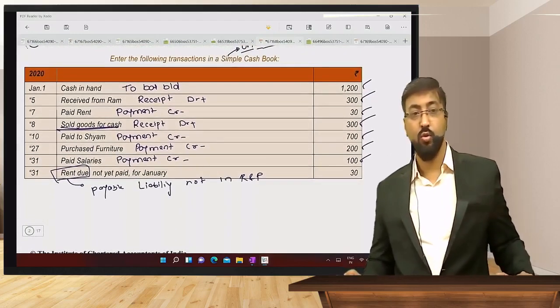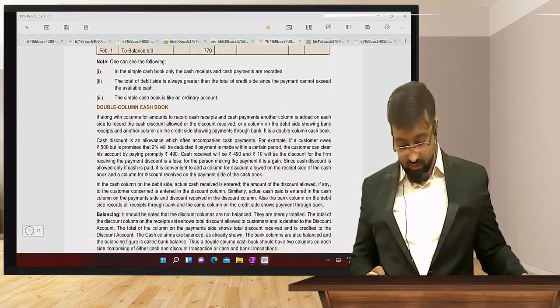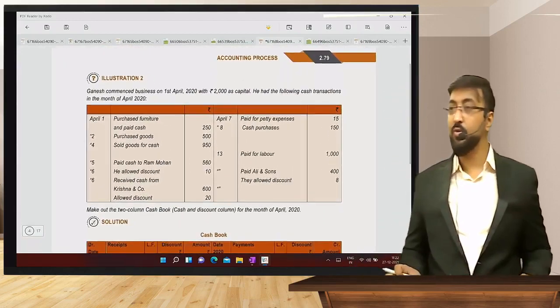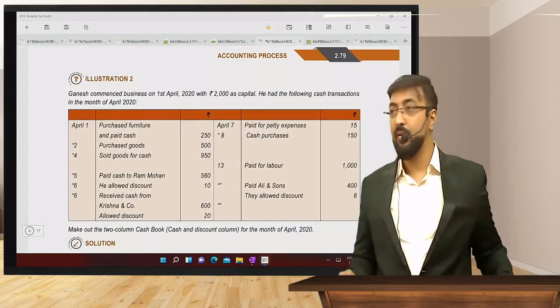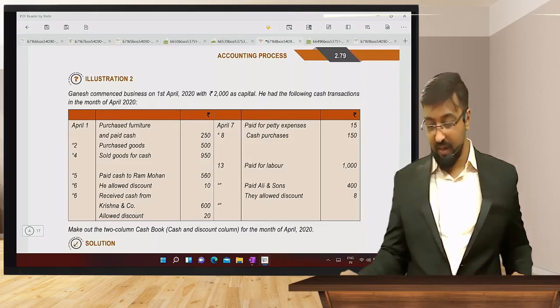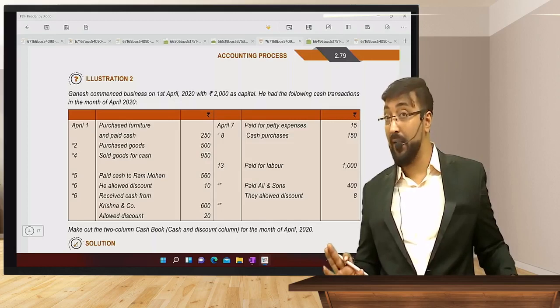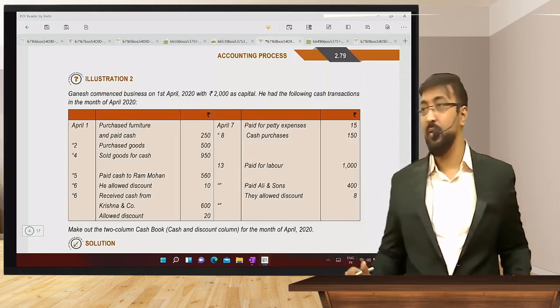Next. So we have done with this illustration. Very, very easy one. Double column. Tell me how many columns we are preparing here in double column. Cash and bank? No, madam. It's discount column. Cash and discount. Remember, there are two columns, not cash and bank. There are two columns, cash and discount.